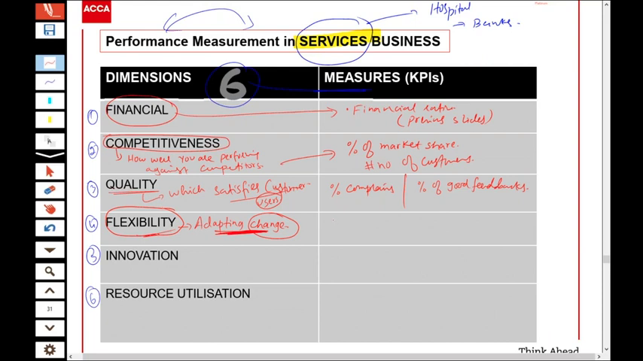You can measure the flexibility, for example, by the number of times you were flexible. How many number of times you were flexible? It can also be measured through time per job. Time per job, that is according to the given scenario. My time should be flexible. I'm giving a very simple example based on my teaching service.